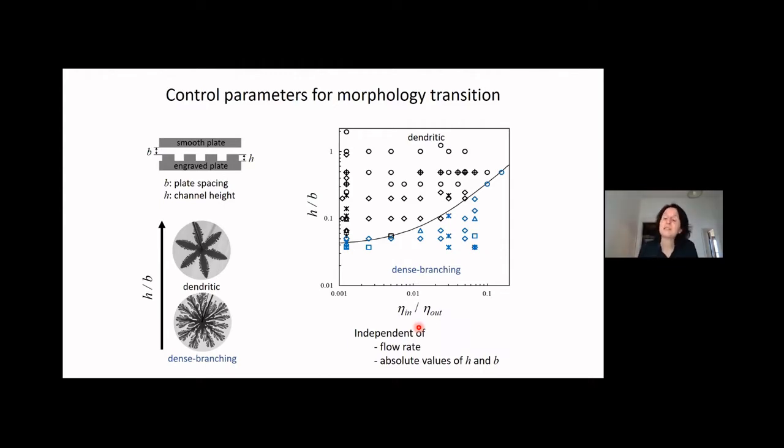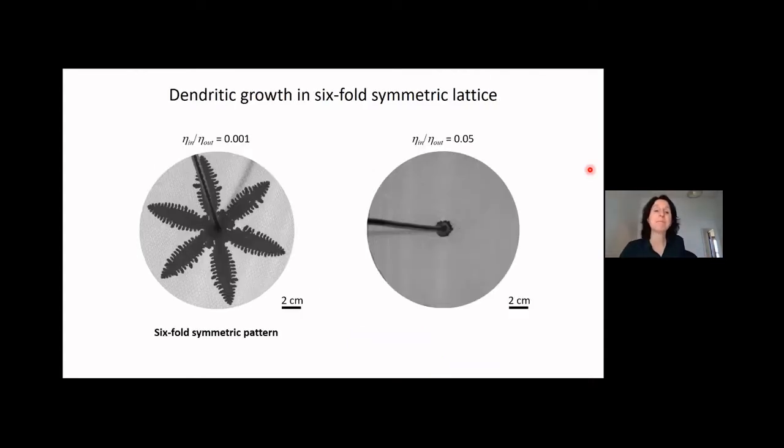Now, the viscosity ratio, though, has an even more dramatic effect in the dendritic regime. So I previously showed you an experiment at very low viscosity ratio, I now want to compare that to an experiment at a higher viscosity ratio at a comparable h over b. So not surprisingly, probably, we saw that at low viscosity ratio, we get a 6-fold symmetric pattern in a 6-fold symmetric underlying lattice. So the dendrites simply reflect the symmetry of the underlying lattice.